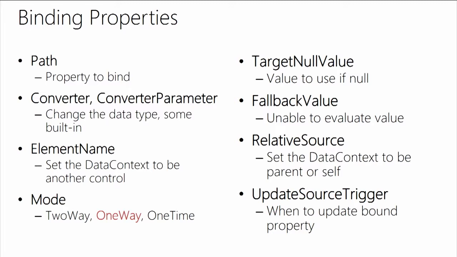We've got converter and converter parameter. Now, we briefly mentioned type converters, but these are actually for more custom converters. Some are included as part of the platform, others you, the developer, can write yourself if you need to change a Boolean value to a visibility or a color or something along those lines. Then you would build a converter. You can also pass parameters to the converter that may influence its behavior.